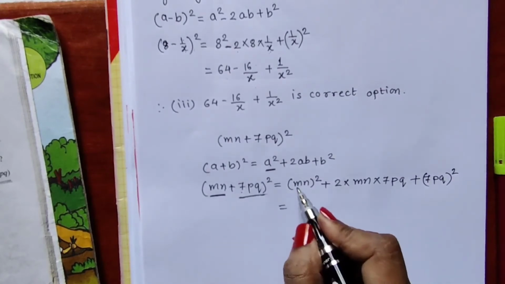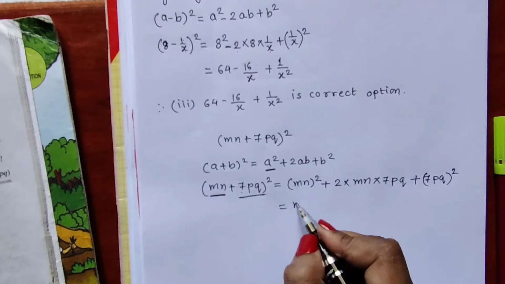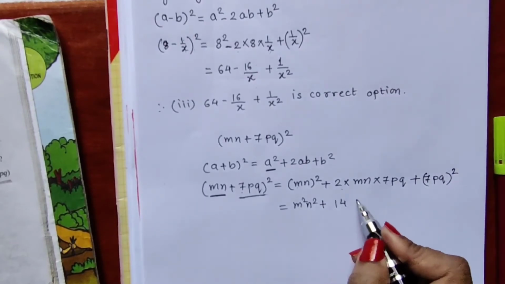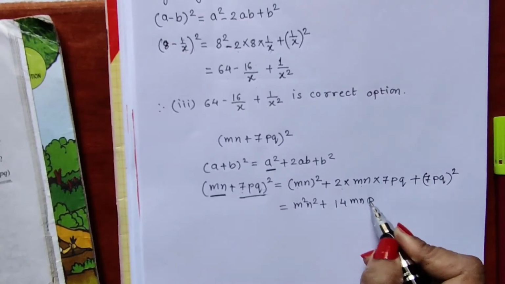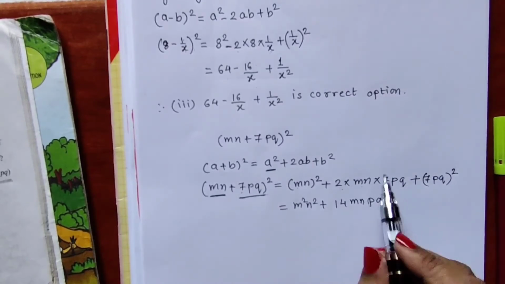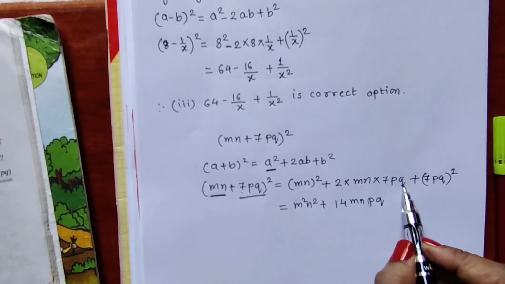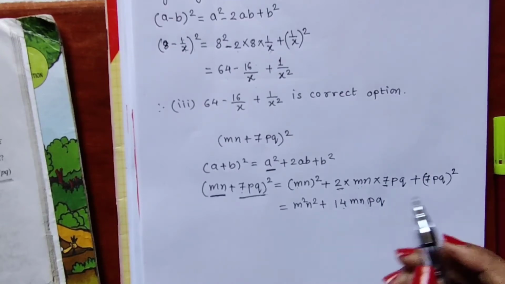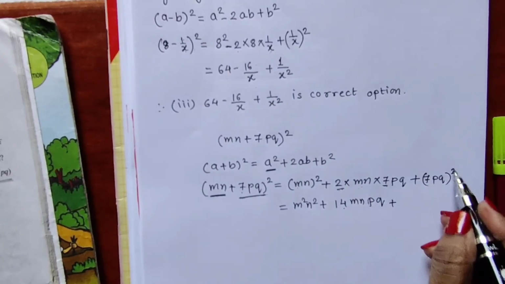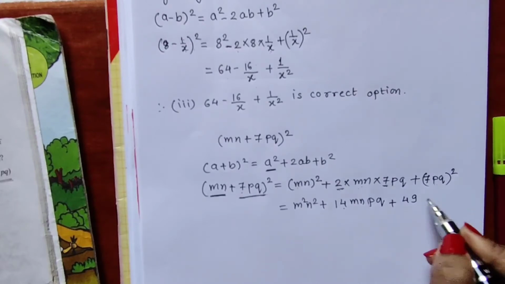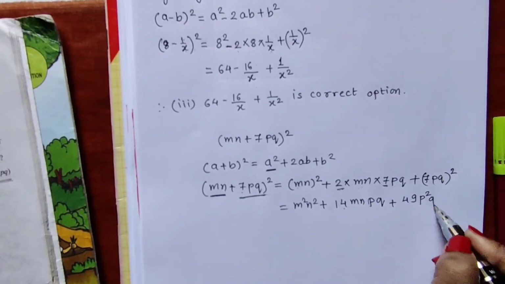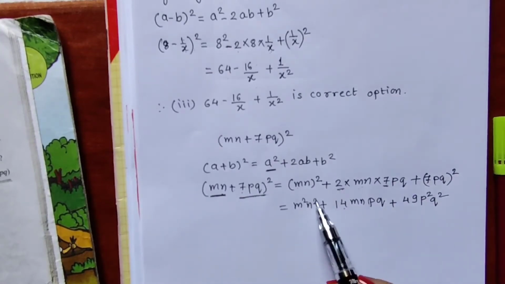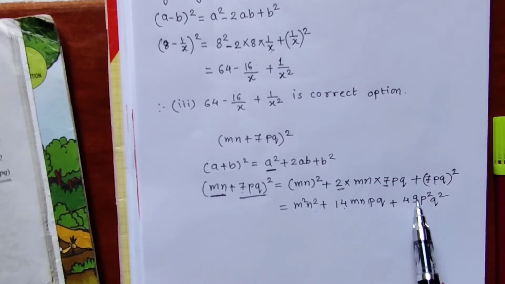Now solve this. Square of m and square of n will be m square n square, plus 2 sevens are 14 mn pq. All these variables we have to write as it is. We cannot multiply the variables, so we write these variables as it is. We can only multiply these numbers. 2 sevens are 14, which we have written here, plus square of 7 is 49, square of p will be p square, square of q will be q square. So the expansion of mn plus 7pq is m square n square plus 14 mn pq plus 49 p square q square.